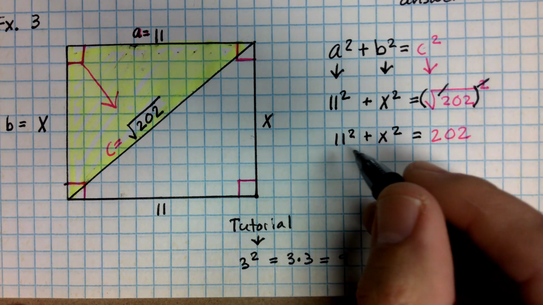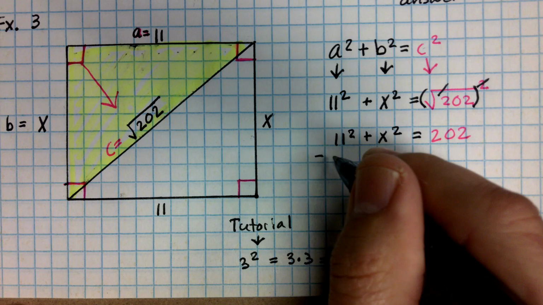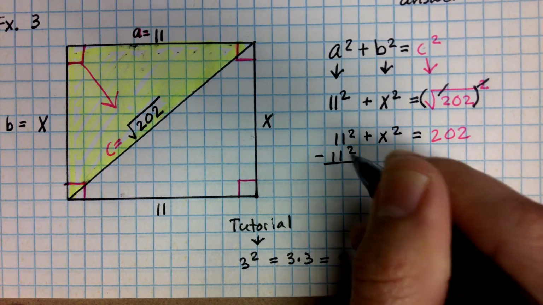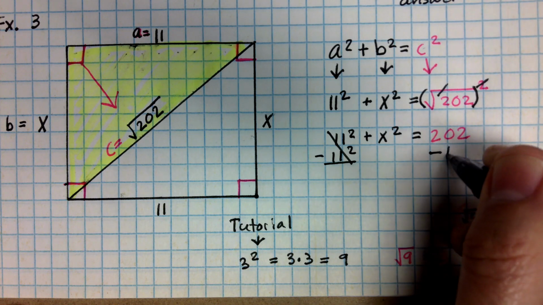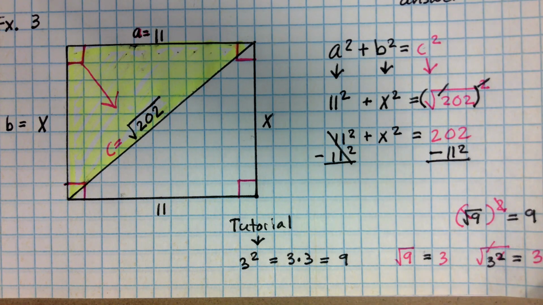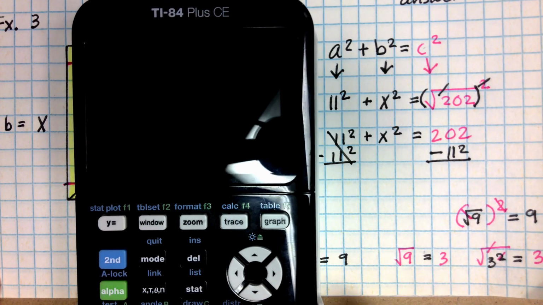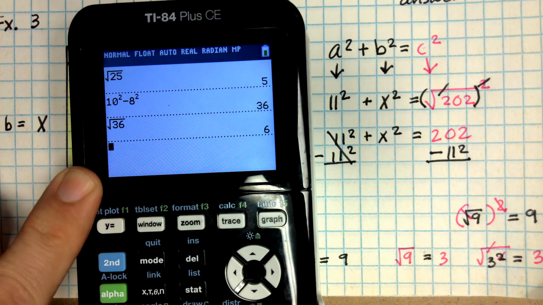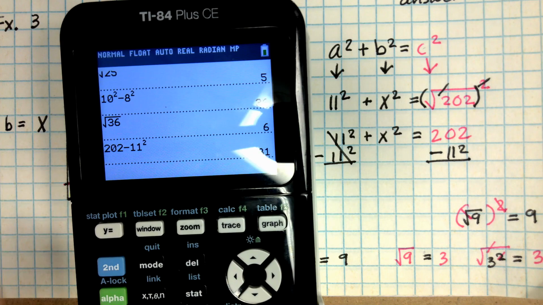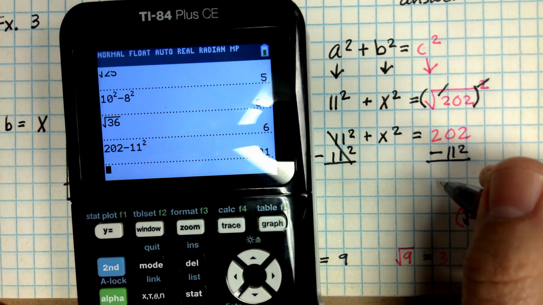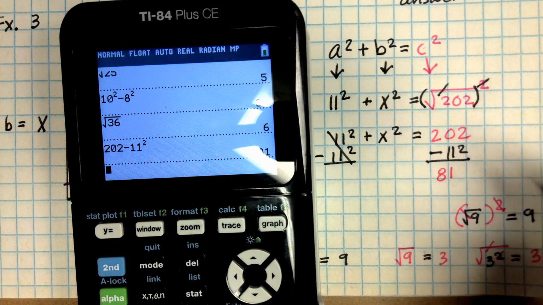So now I'm going to move this 11 squared over to the right. I'm going to subtract it. Now notice I didn't evaluate it. I'm just leaving it as 11 squared. These cancel over here, and then minus 11 squared over here. I don't know what that is, but I'm just going to put it in a calculator and it's going to tell me. So I'm going to get my calculator and do 202 minus 11 squared, and hit enter. And it tells me it's 81. So this value right here is 81.